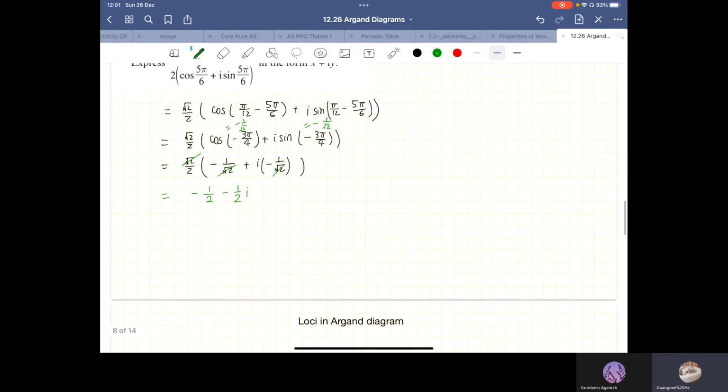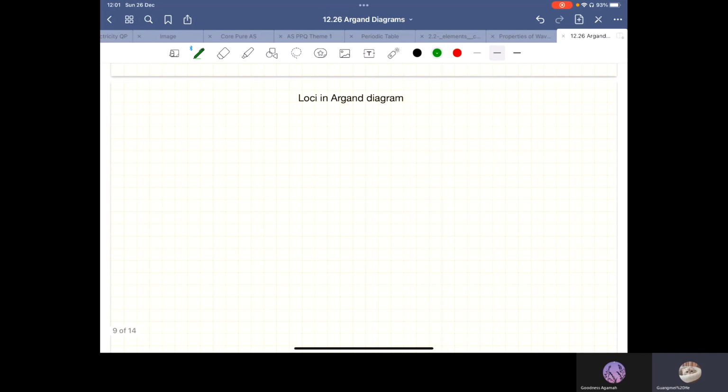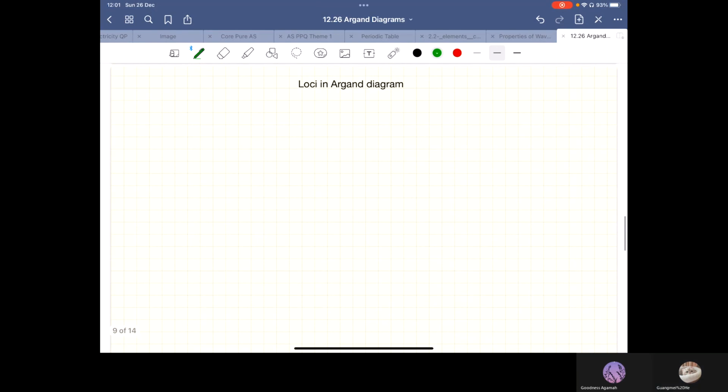Example 10 done. Let's move on to one last thing, one last theory today. Hopefully I can squeeze that in. So z1 is equal to x1 plus iy1, and z2 is equal to x2 plus iy2. x1, y1, x2 and y2 are just different sets of real numbers.